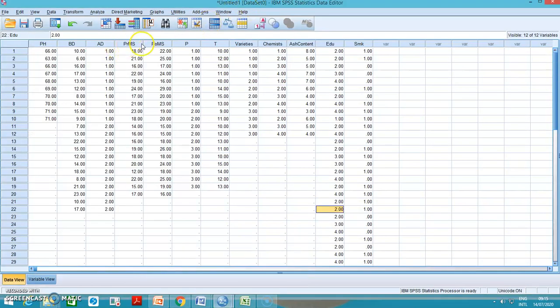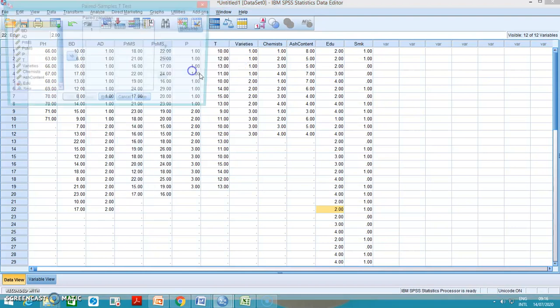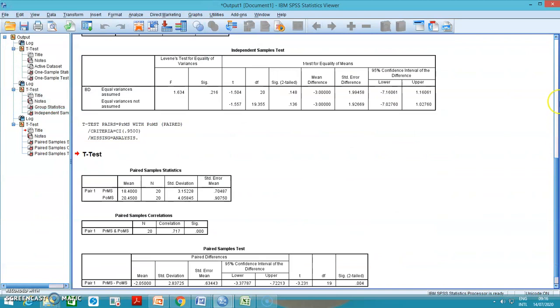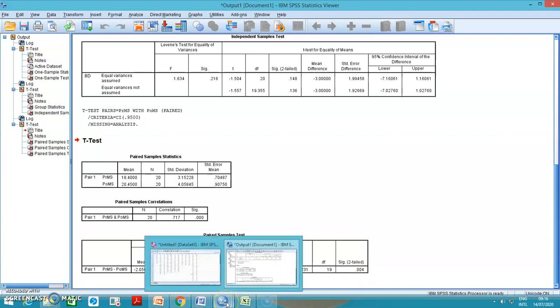PRMS is the pre-module score and POMS is the post-module score, and we go directly to the data view: Analyze, Compare Means, Paired-Samples T Test. What are our pairs? Then we click OK and an output is generated. We always see the significance value and the t-statistic value. It is 0.004, so it seems to be significant.